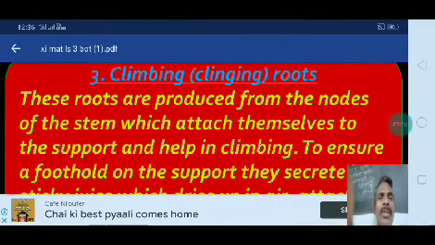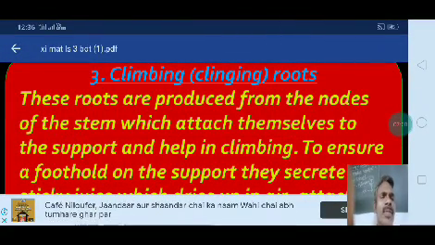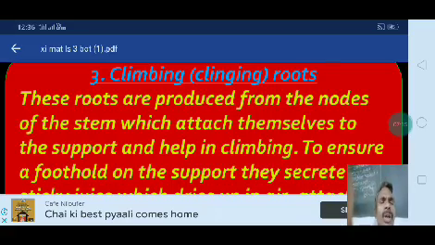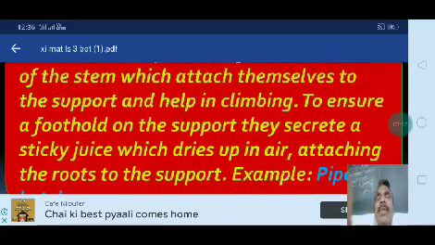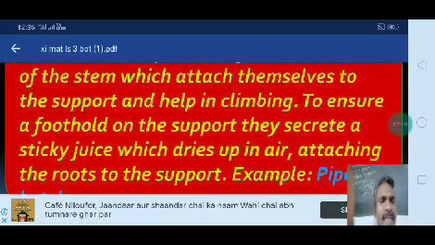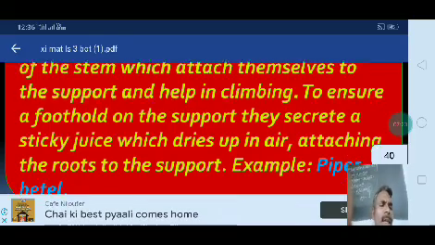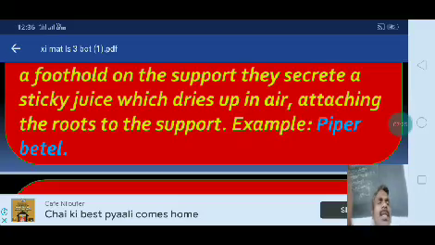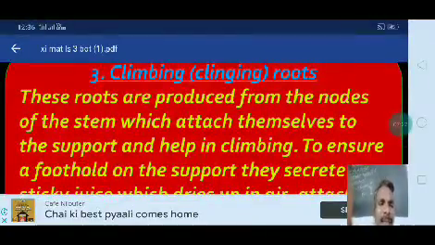The next one, third one, climbing or clinging roots. These roots are produced from the nodes of the stem, which attach themselves to a support and help in climbing. To ensure a foothold on the support, they secrete sticky juices which dry up in air, attaching the roots to the support. Example, Piper betle. It's a good example for climbing or clinging roots.